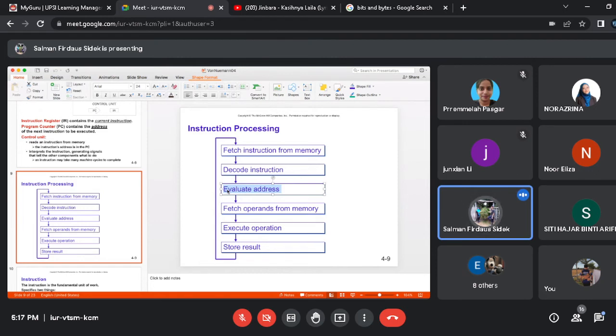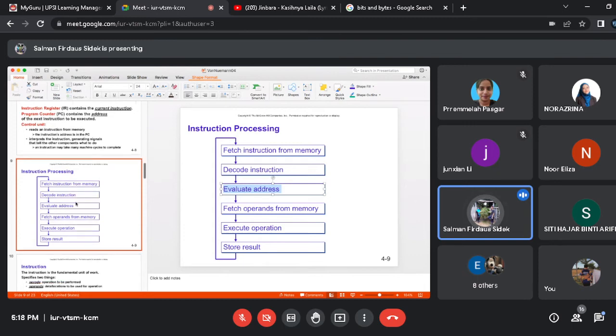CPU will perform the operation, and after the operation is finished, the result or the information will be sent back to be stored into memory. And this process is a cycle. You can see the cycle. It never stops, starting from when you switch on the computer until you switch off the computer. So the process never stops. Okay.